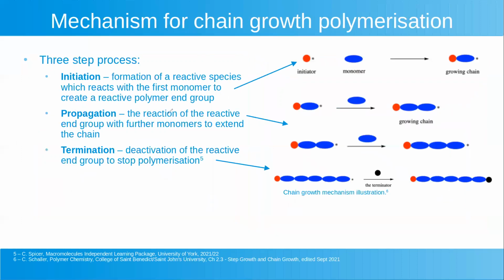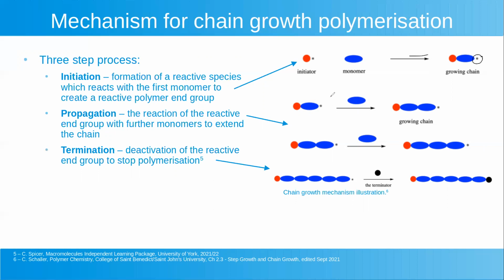So for chain growth polymerization, we have our 3-step process, which is made up of initiation, propagation, and termination. During initiation, we form a reactive species, which is an initiator, which will then react with our first monomer to produce a reactive polymer end chain, where we have this reactive group on the end. This could be a radical or an electrophile, but something that will react with monomers.